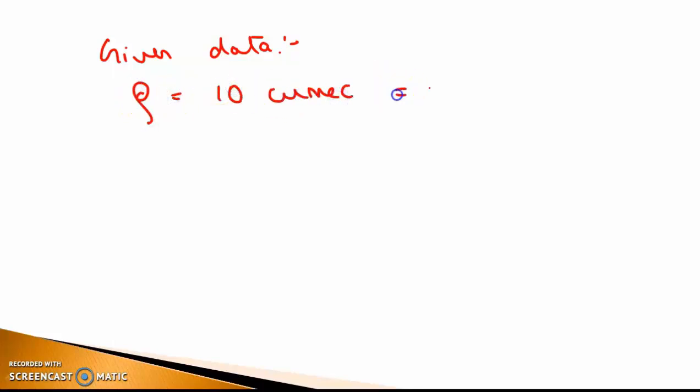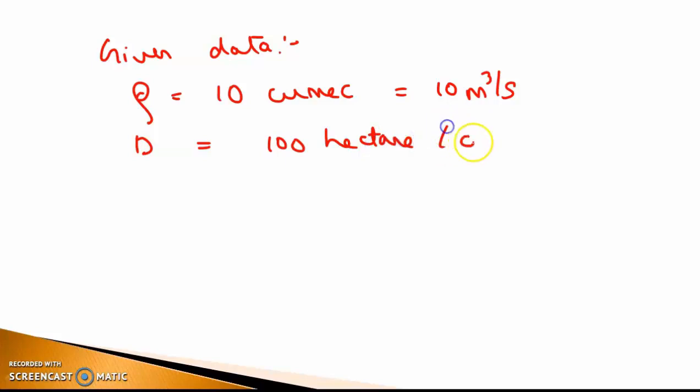Here we have the given data as, the first thing that we are given here is the discharge, which is 10 cumec, which is 10 meter cube per second. Next we are given duty, and here the duty is 100 hectare per cumec. Besides these two data, we are also given the transition losses or transit losses, which are 20% of the total discharge which is released from the head.